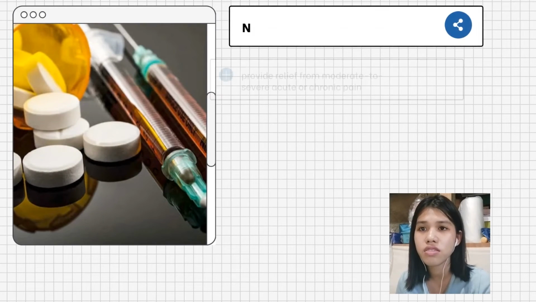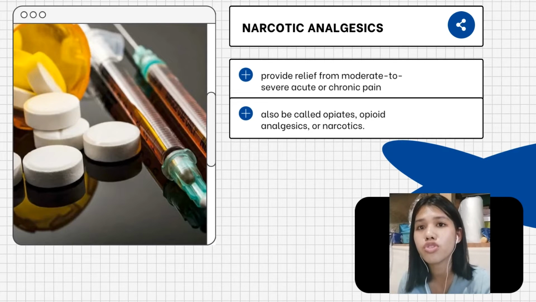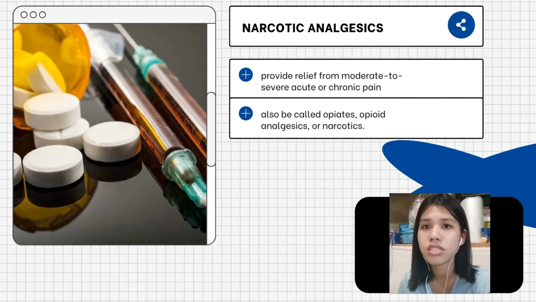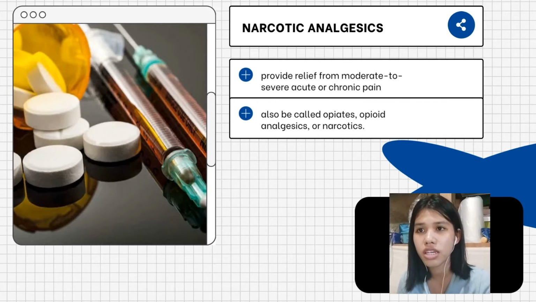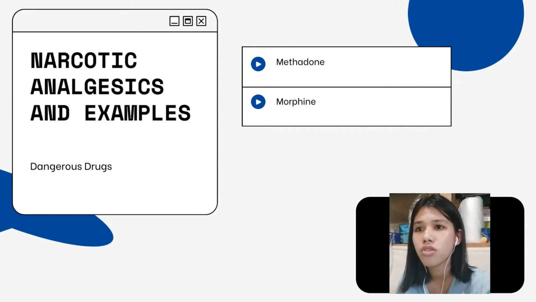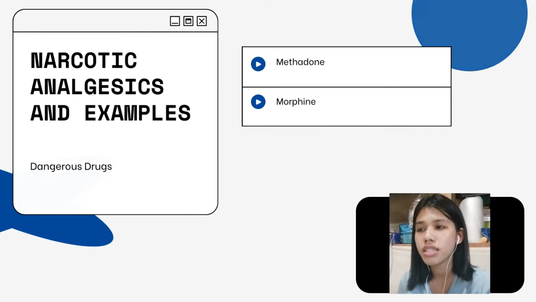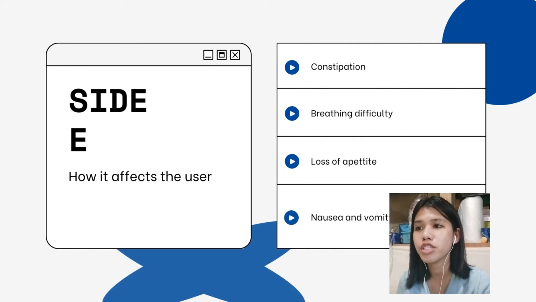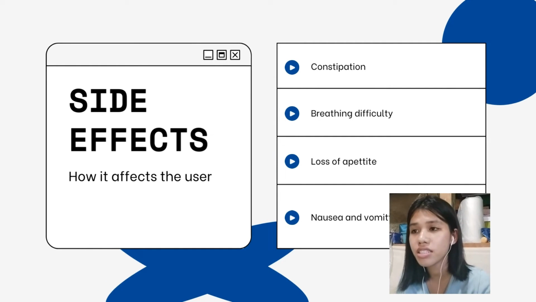Narcotic analgesics are a class of medicines that are used to provide relief from moderate to severe acute or chronic pain. These may also be called opioids, analgesics, or narcotics. The examples for this type of drug are methadone and morphine. Its side effects are constipation, breathing difficulty, loss of appetite, nausea, and vomiting.